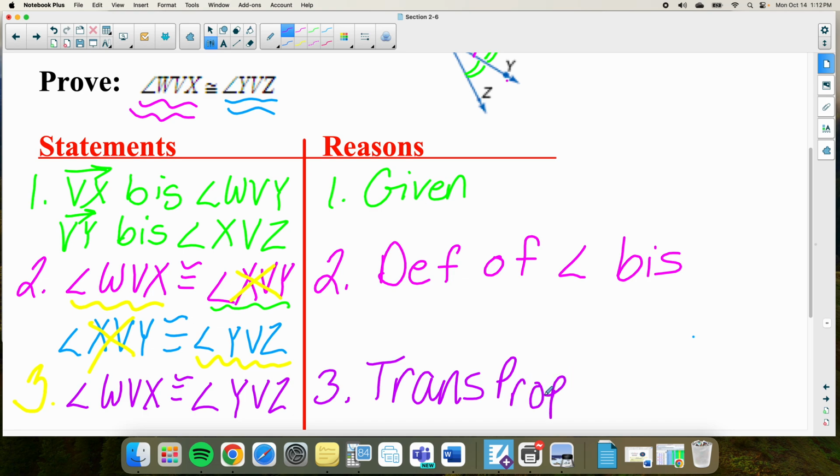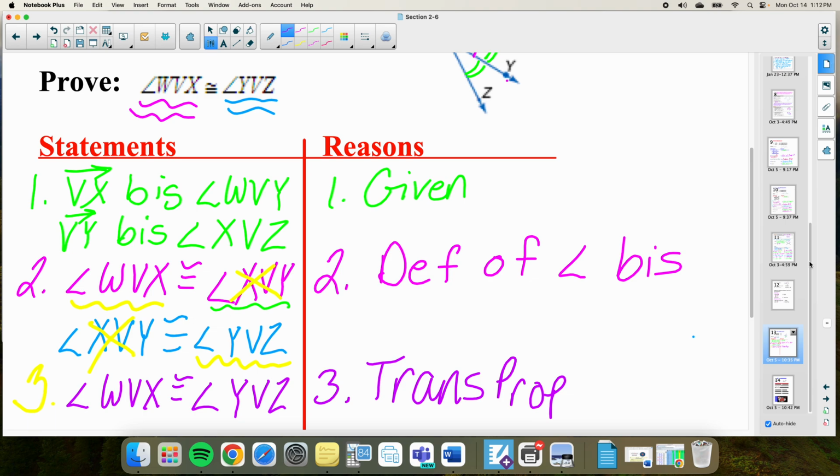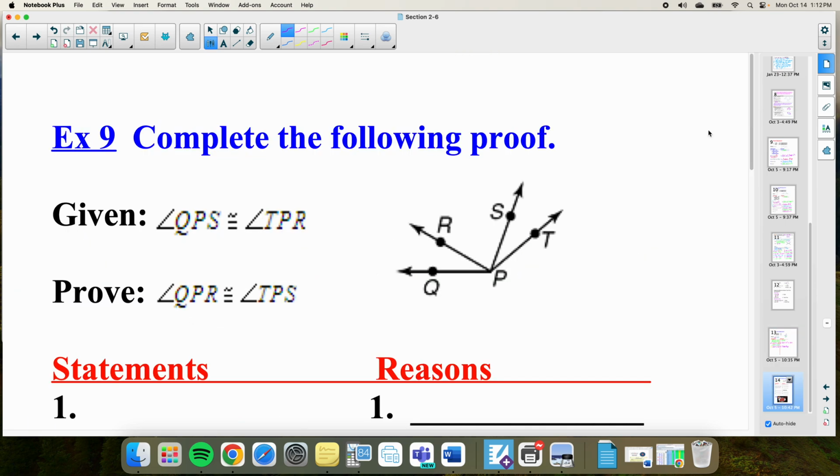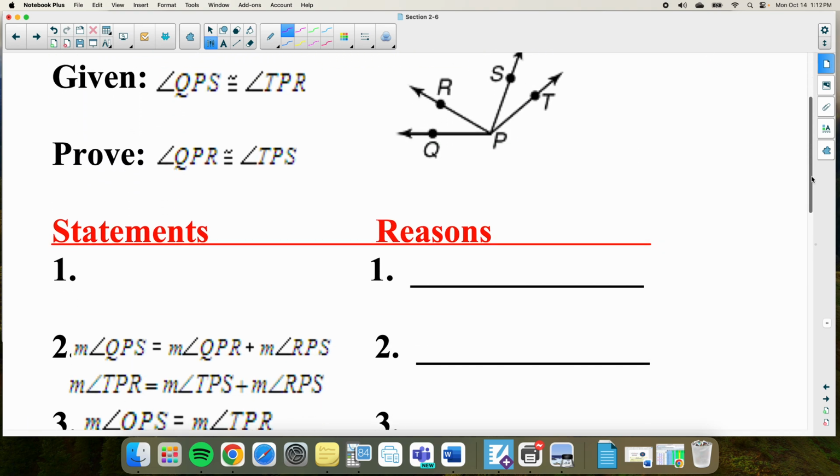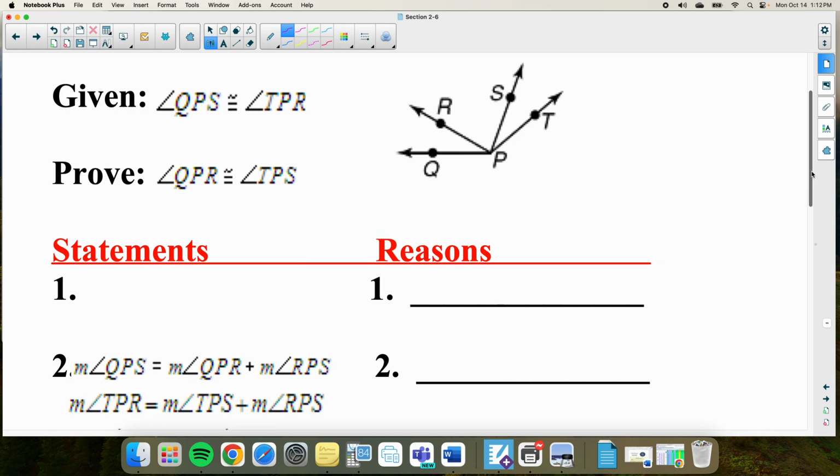Okay. All right. Now let's go to our last page here. And in this one, we have some of the statements or reasons done for us. But right away, I can write down the given here. It says angle QPS is congruent to angle TPR, and that is given.